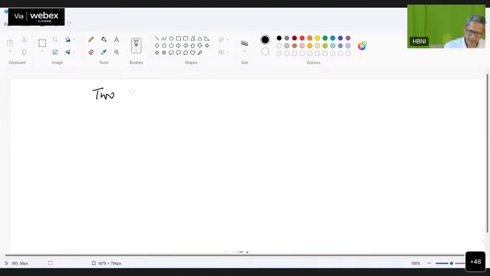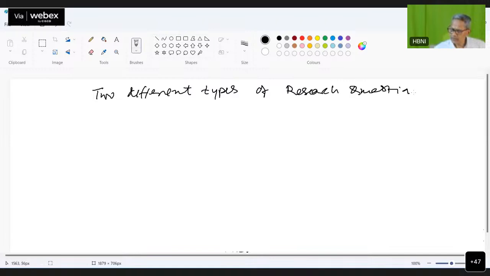Two different types of questions. One is what, the other one is why. When asking for opinion and gathering facts, that is what.